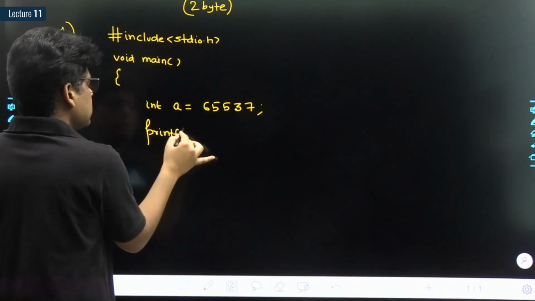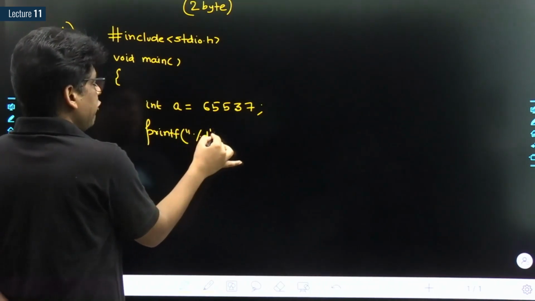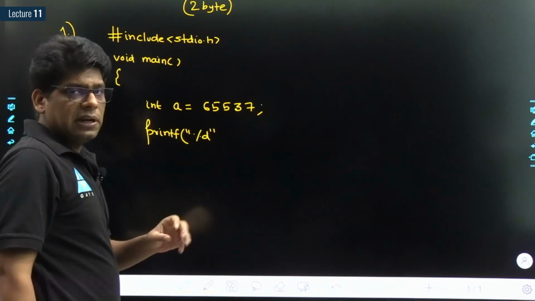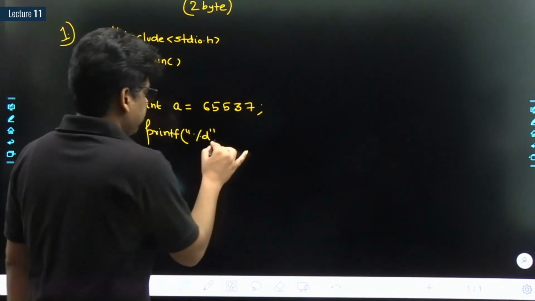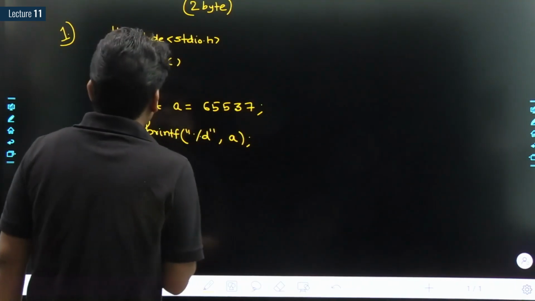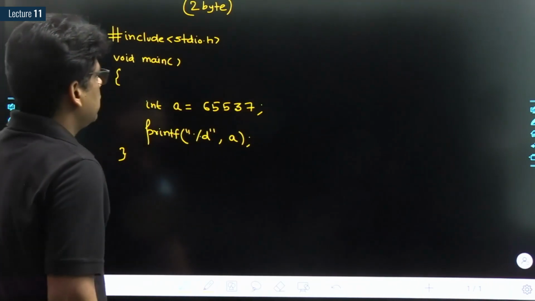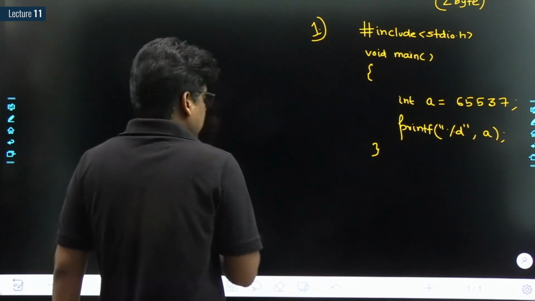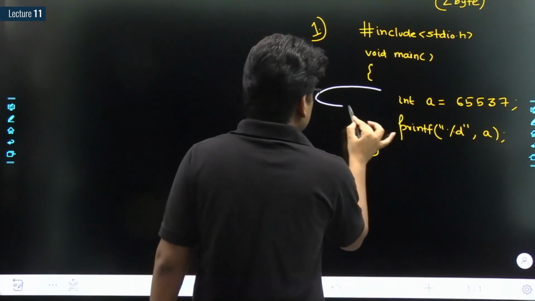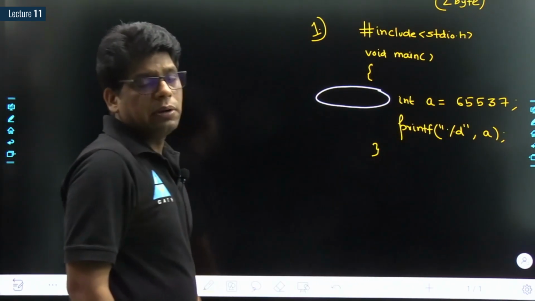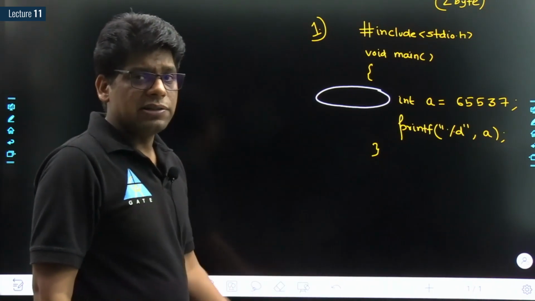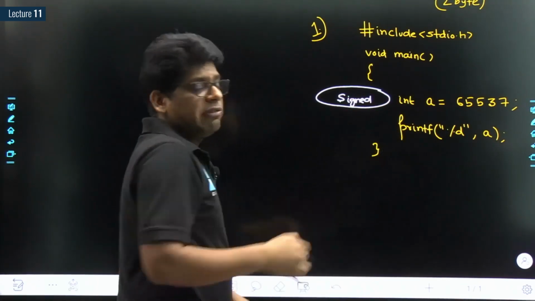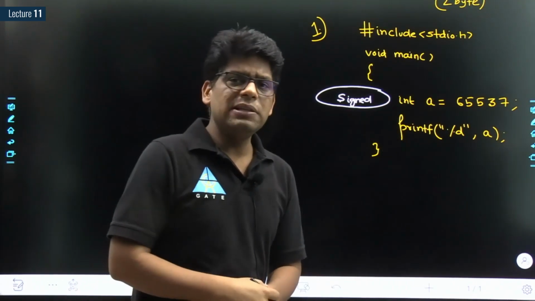Sir, what is the format specifier for integer? The same for short integer. Sir, the format specifier for short integer as well as for integer is the same, which is %d. Okay. Sir, what is the output of this code? We know one thing that if we don't provide signed or unsigned, then by default it is signed. If we don't specify the sign, that means a number could be positive as well as negative.